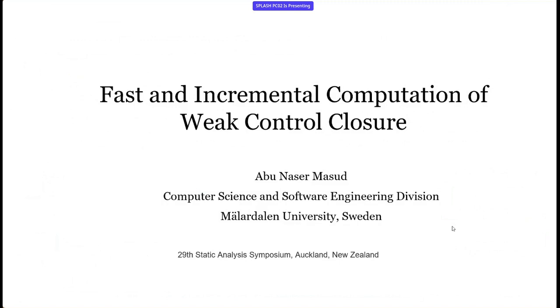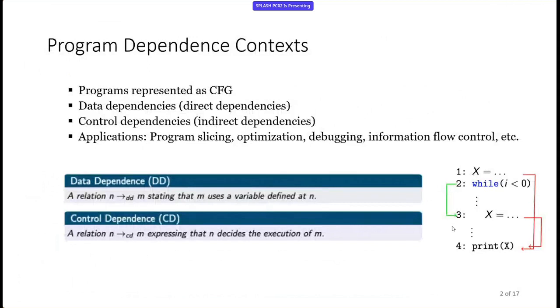So today I'm going to talk about how we can compute weak control closure in a fast and incremental way. Weak control closure captures certain forms of program dependencies. So let's start a bit with the context of program dependencies.